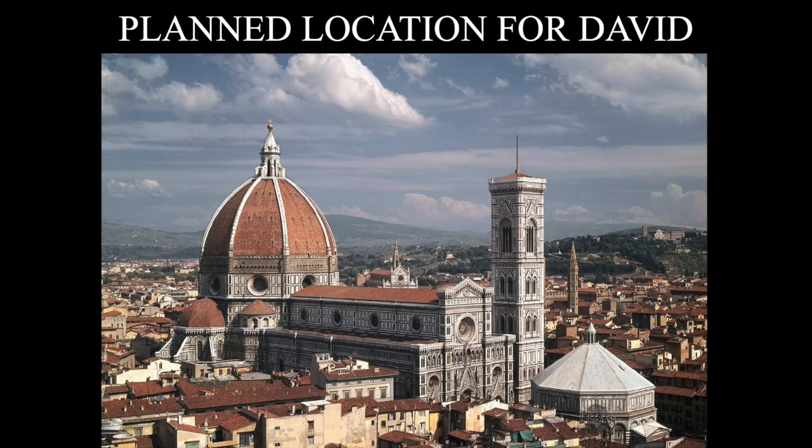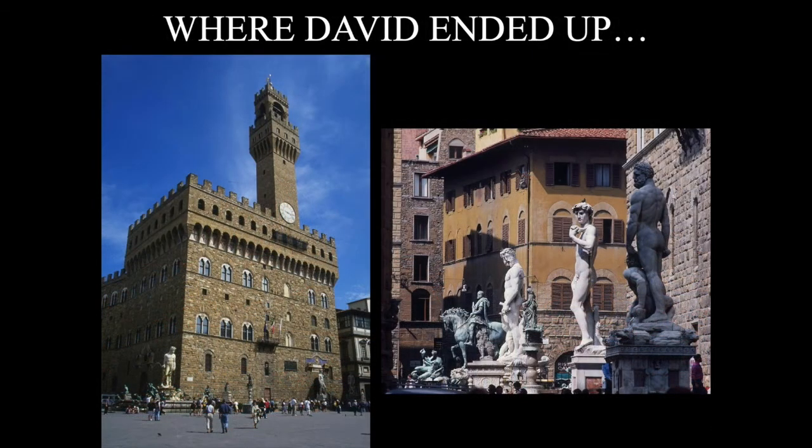Originally, it was planned to go on top of the Florence Cathedral, but when it was unveiled, it was thought to be so beautiful. And keep in mind, David is the patron saint of this city during the Renaissance age. So when it was unveiled, it was thought to be so beautiful, it was meant to be put in a more public area where the people could get a better view of it, and it was placed right outside the Palazzo Vecchio.